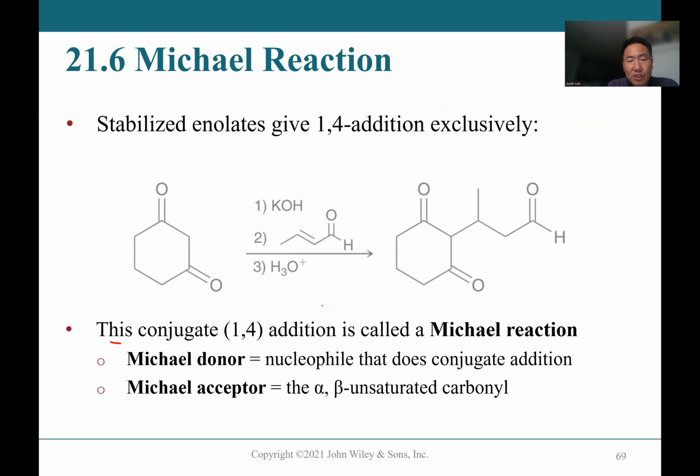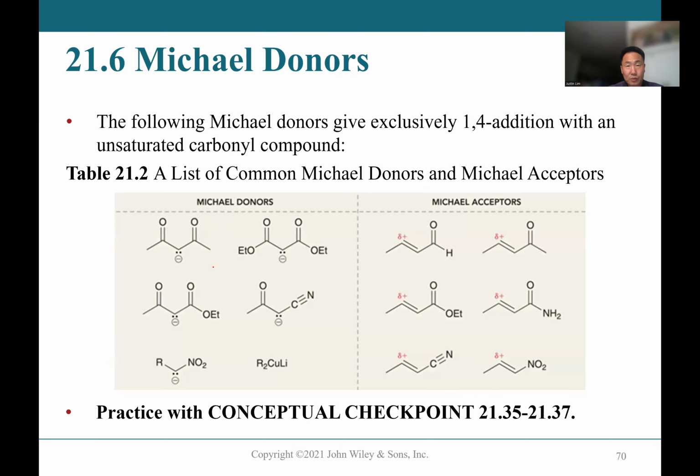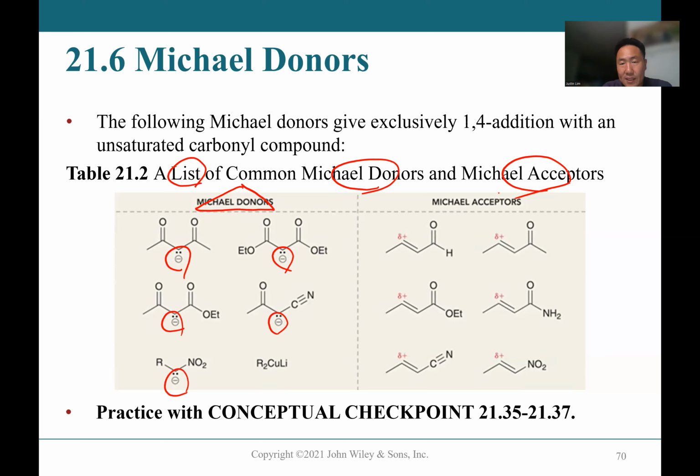This conjugate addition, 1,4 addition, is called the Michael reaction. The Michael donor is the nucleophile, thus conjugate addition. The Michael acceptor is the alpha-beta unsaturated carbonyl. This is the Michael acceptor. This is the Michael donor. When you look at the table, you can see a list of common Michael donors and Michael acceptors. On the left side, you can see Michael donors, and on the right side, you can see Michael acceptors, delta positive.